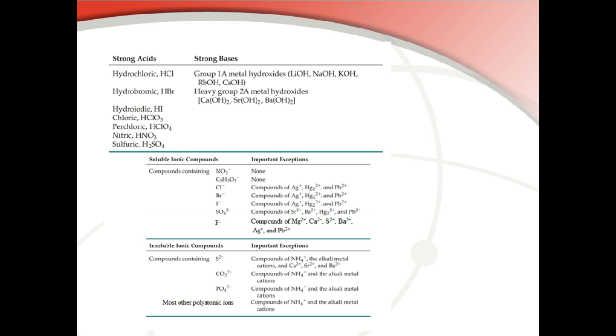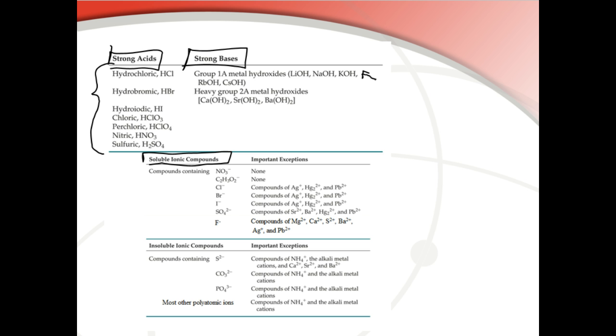We have strong bases. Okay, so we have these strong acids here, hydrochloric, hydrobromic, most of the ones we use in the lab, you can read those, 7. Strong bases, group 1 metal hydroxides, so all of the group 1 metals there, and heavy group 2 metal hydroxides, calcium, strontium, and barium hydroxide. So strong acids, strong bases, or soluble ionic compounds. Okay, so we have those 3 options.